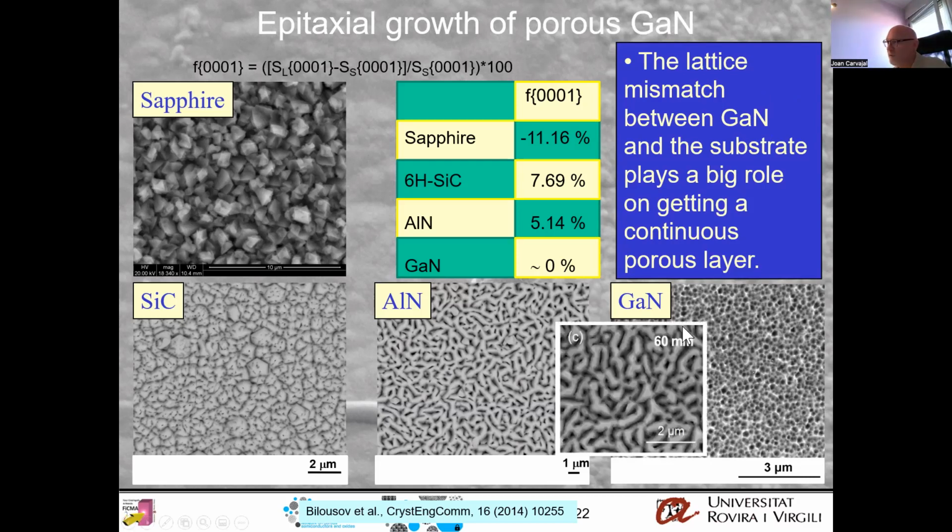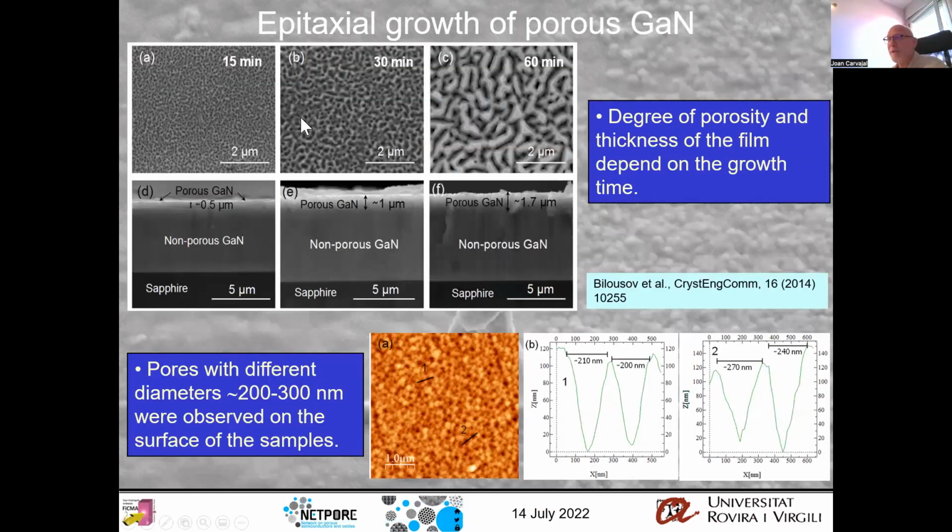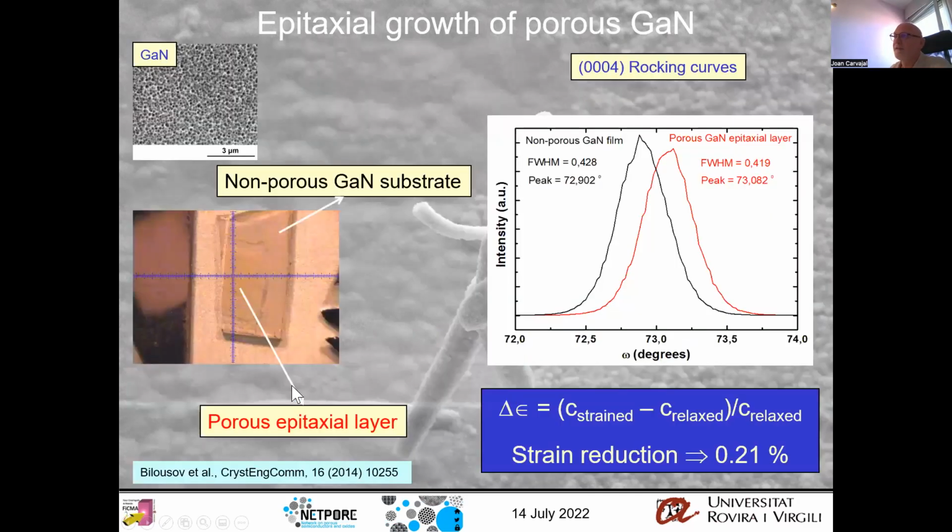And what we observe is that, using gallium nitride but increasing the time of growth, we observe a similar structure. So in principle, what is happening here in aluminum nitride is that to get those nice porous structures, we have to reduce the time of growth. Also, depending on the time of growth, we have a different degree of porosity and a different thickness of the porous layer that we have. And we could also even determine the diameters of the pores, which are in the range between 200 and 300 nanometers.